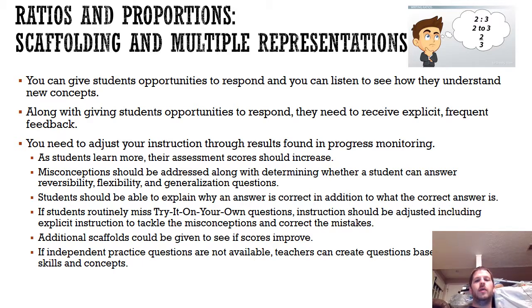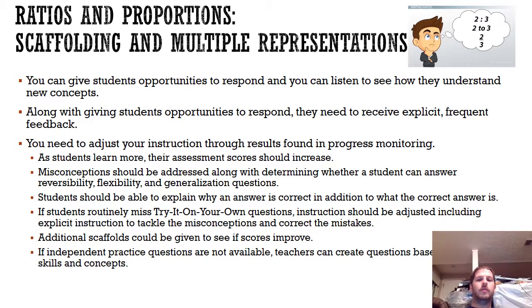Misconceptions should be addressed along with determining whether a student can answer reversibility, flexibility, and generalization questions. Students should be able to explain why an answer is correct in addition to what the correct answer is. If a student routinely misses try it on your own questions, instruction should be adjusted, including explicit instruction to tackle the misconceptions and correct the mistakes. Additional scaffolds could be given to see if scores improve.